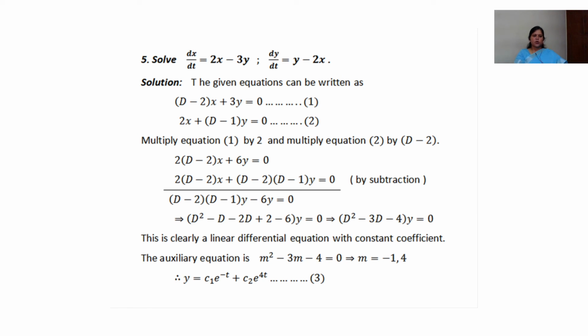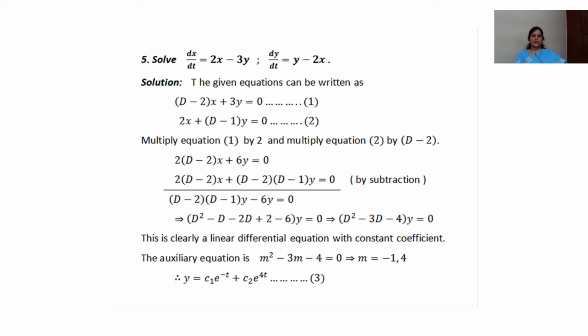Then the next one is: solve dx by dt is equal to 2x minus 3y and dy by dt is equal to y minus 2x. So the given equations can be written as (D minus 2) into x plus 3y is equal to 0. Consider that as equation 1. Then similarly the next equation is 2x plus (D minus 1) into y is equal to 0. Consider this as equation 2. Now we have to observe the values of x and y.